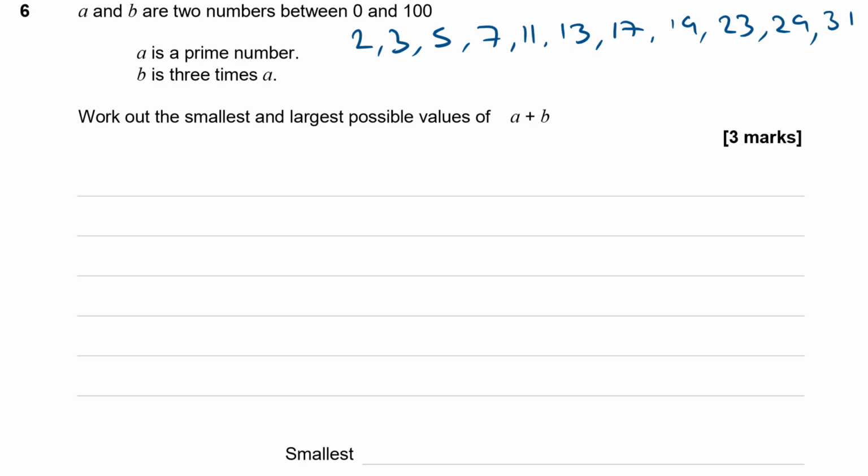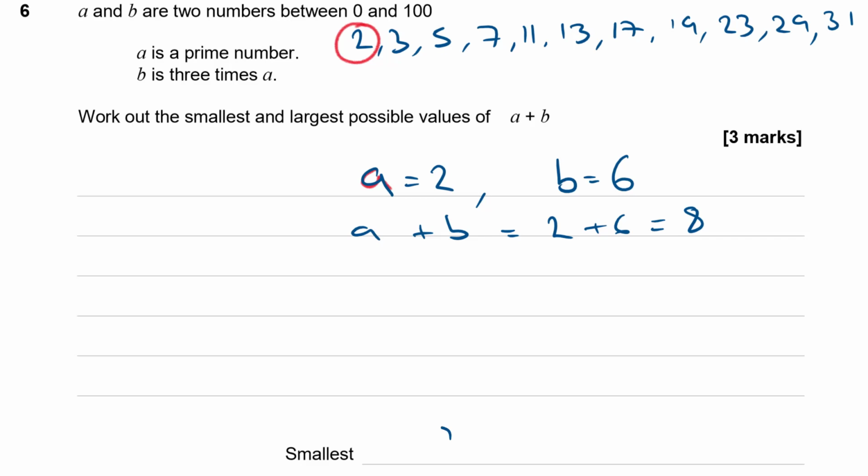So I suppose the smallest possible value is when I take my smallest possible prime, isn't it? So my smallest possible prime is this one. So if A is 2, that would make B 3 times A. B would be 6. So then A plus B would be 2 plus 6, which is 8. So that is the smallest possible value of A plus B.